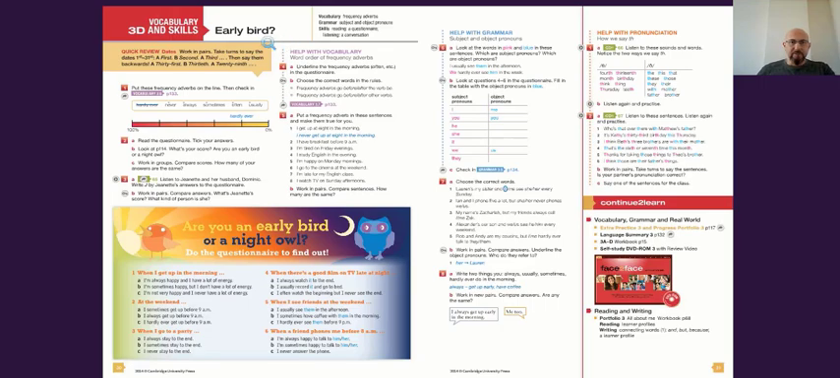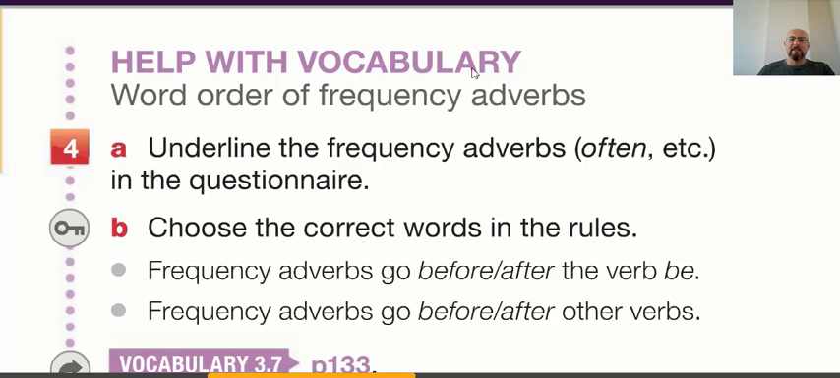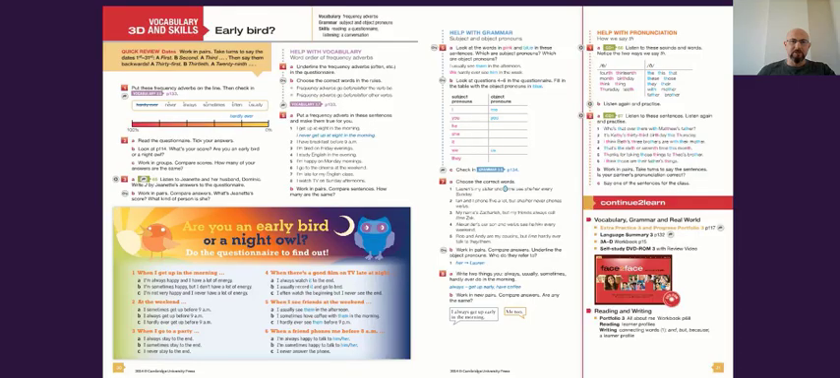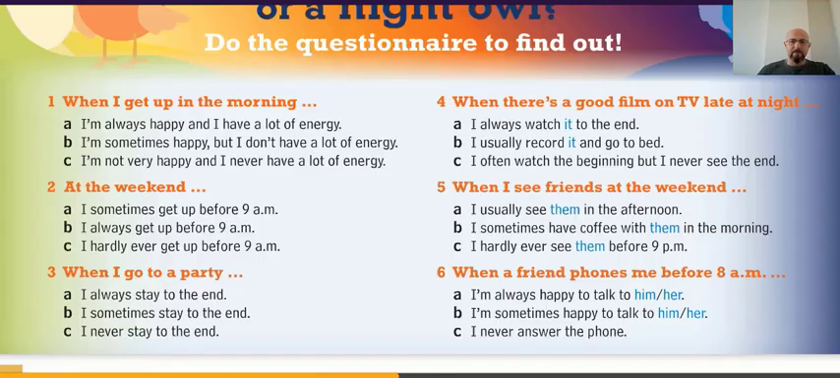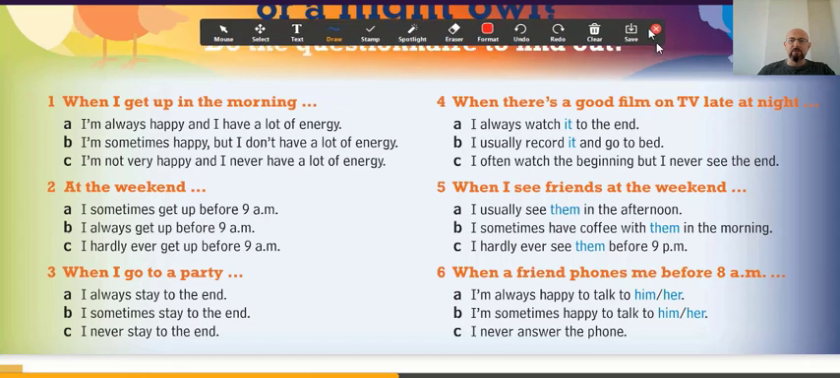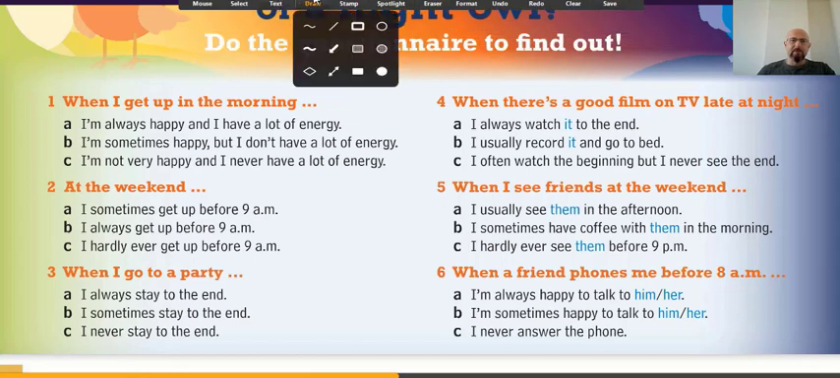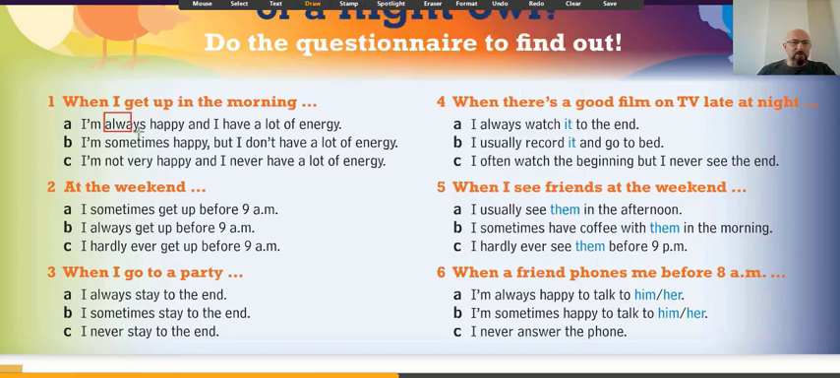Okay, guys, so let's move to the next exercise here. Help with vocabulary, word order of frequency adverbs. Underline the frequency adverbs often, etc. Here means the others in the questionnaire. So let's go to the questionnaire here. This is the questionnaire, and we say underline all the frequency adverbs. So, for example, here, I am always, so always is a frequency adverb, sometimes, very. So do the same for the others.